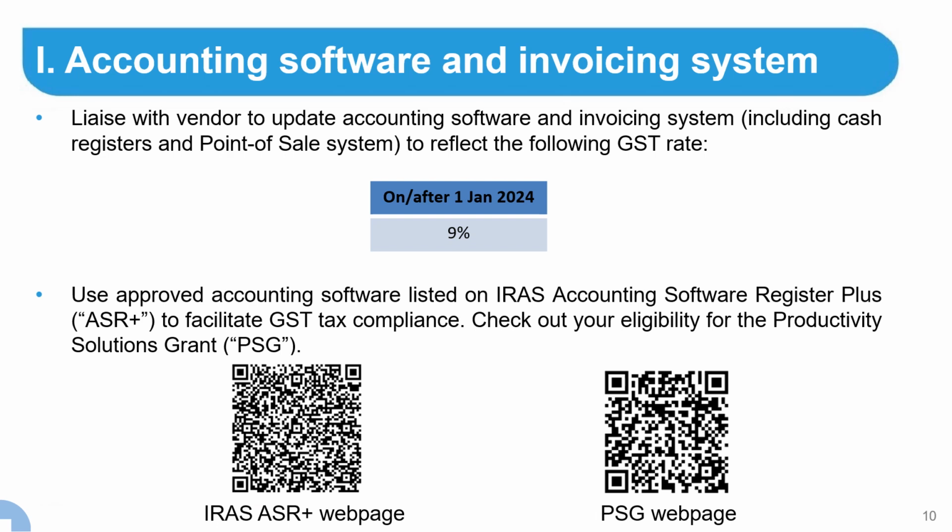For GST registered businesses that do not use any accounting software currently, you may wish to procure one to assist you in your GST reporting and to facilitate tax compliance. You can leverage on the Productivity Solutions grant to subsidize some of the costs to acquire the software. Scan the QR codes for the list of approved accounting software and check out your eligibility for the Productivity Solutions grant.